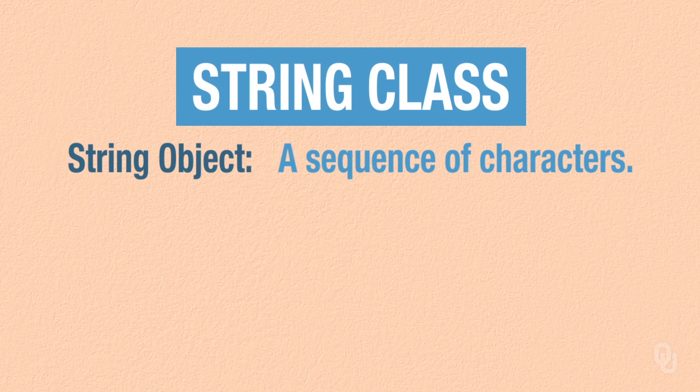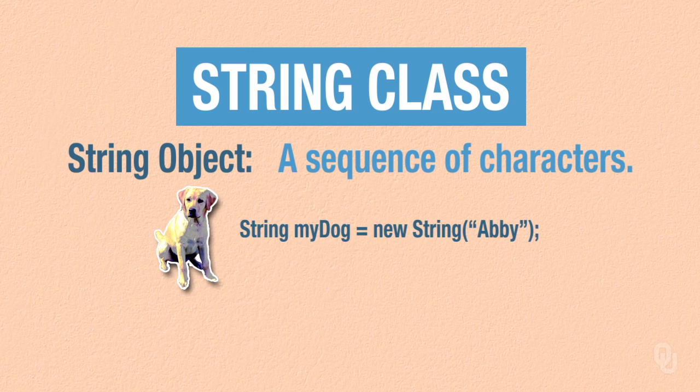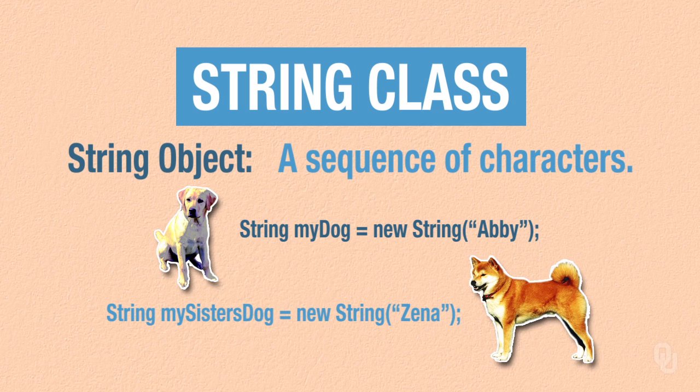A good example class is the String class. A String object is a sequence of characters. We can create a String by saying, String myDog = new String("Abby"). We can create another String by saying, String mySistersDog = new String("Xena"). Each String object has its own sequence of characters, given in the constructor above by the characters between the quotes.